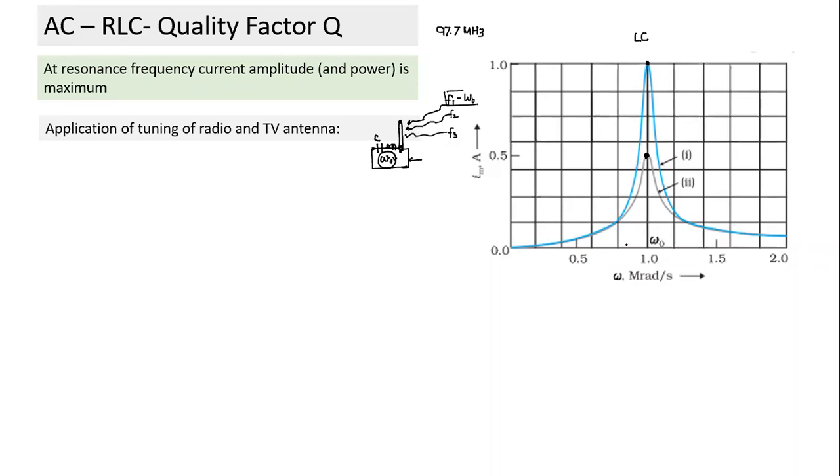that frequency only gets magnified, and other signals become small. So if this is the source frequency, and my natural frequency is omega naught, which is equal to 1 million radian per second. If the source frequency is also 1 million per second, what will happen? It will match.